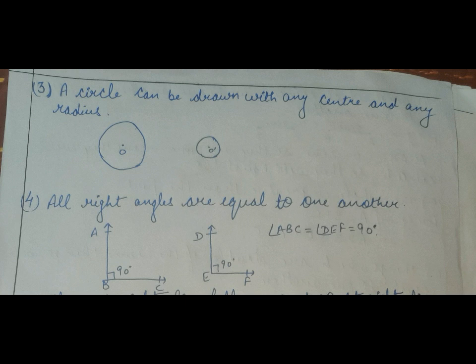You can see in the diagram that angle ABC is equal to angle DEF is equal to 90 degrees. That means both of them are equal, no matter what the length of AB or the length of DE is. Similarly, BC and EF also do not matter in this.